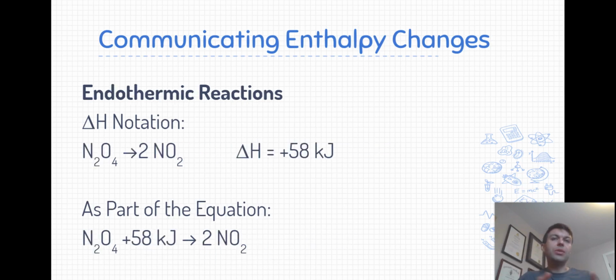And we use a similar notation for endothermic reactions. We can use the delta H notation, in which case the delta H value is going to be greater than 0 as it's an endothermic change. Or we can write the heat term as part of the equation. And in this case, because in an endothermic reaction, energy is being put into the system, we write the energy term as one of the reactants.